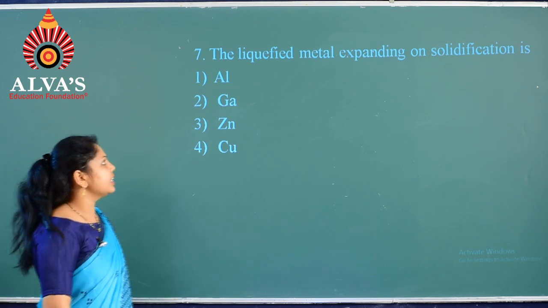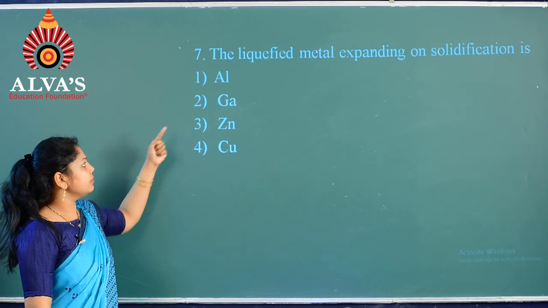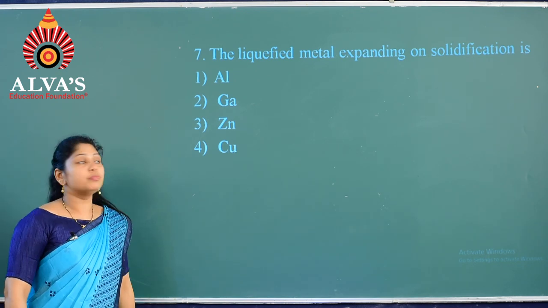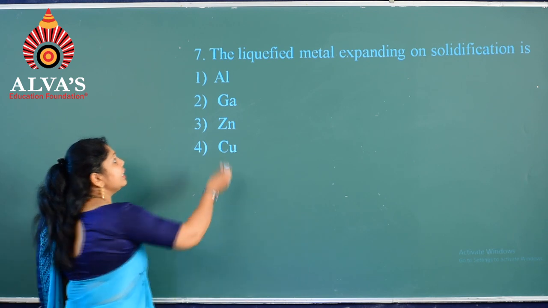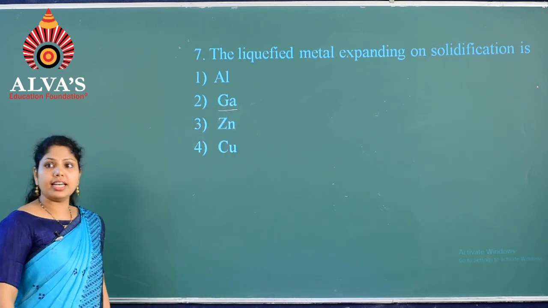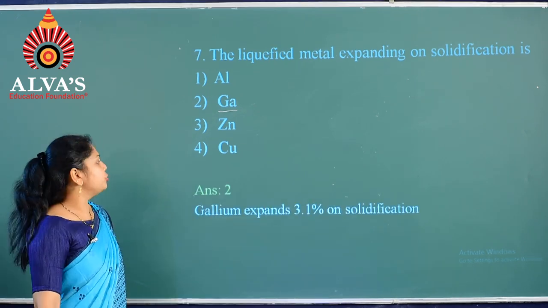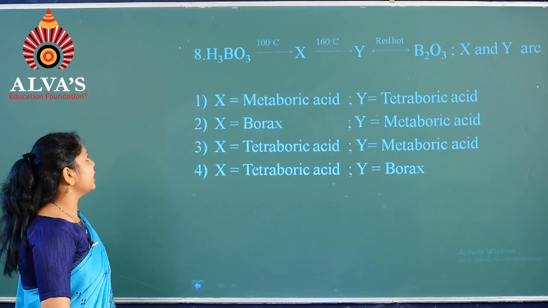Question number 7. The liquefied metal expanding on solidification is aluminium, gallium, zinc, copper. If you observe the 4 options, gallium is liquid at room temperature. It expands 3.1% on solidification. Option is 2.